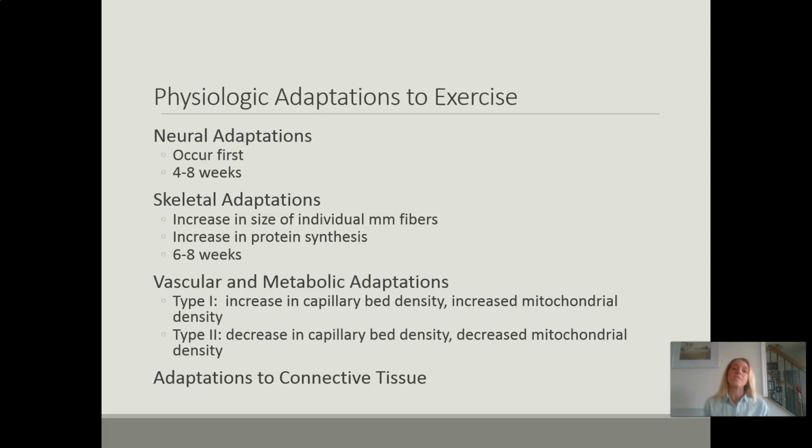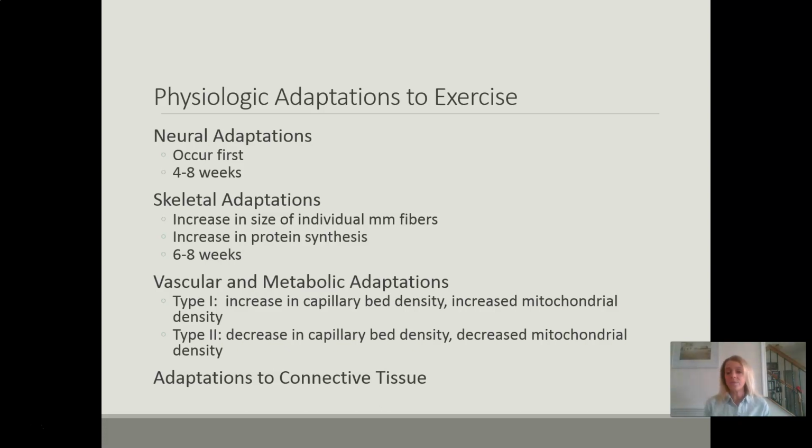And then we also start to see some vascular and metabolic adaptations, and that's in our type 1 and type 2 fibers or muscle fibers. So in type 1 fibers, we'll see an increase in the capillary bed density, increased mitochondrial density, and in type 2, we see just the opposite things happen.